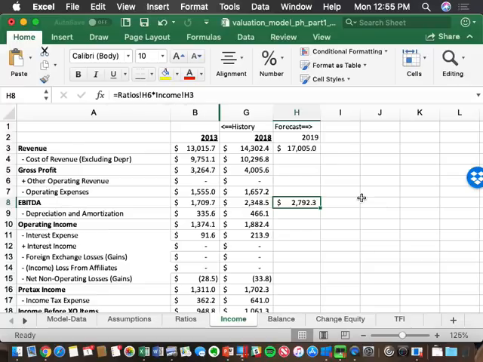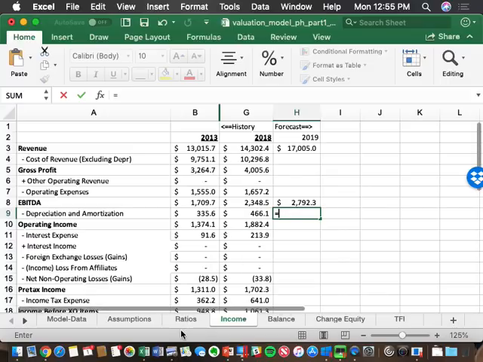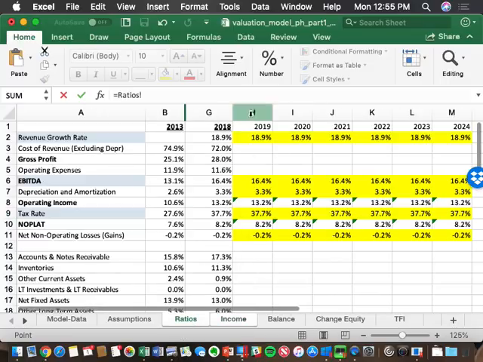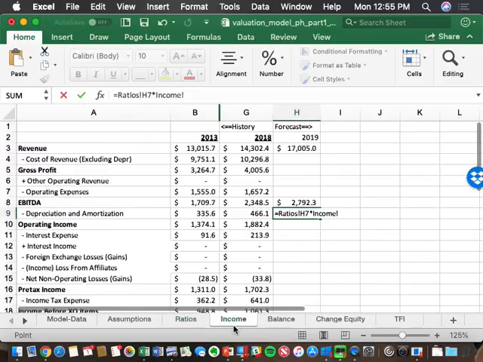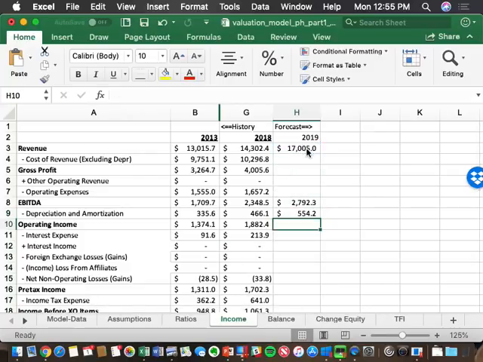Okay, same thing for depreciation. For depreciation and amortization, equals, for cell H9, we go to ratios. 2019 depreciation is H7 times income H3. So 554.2 would be our depreciation and amortization forecast for 2019.